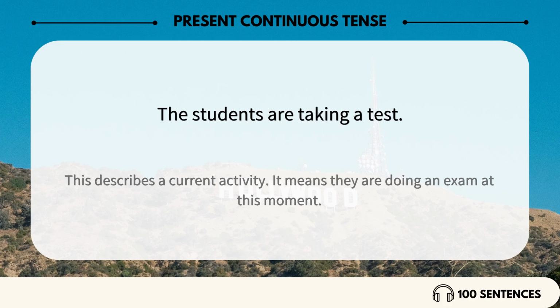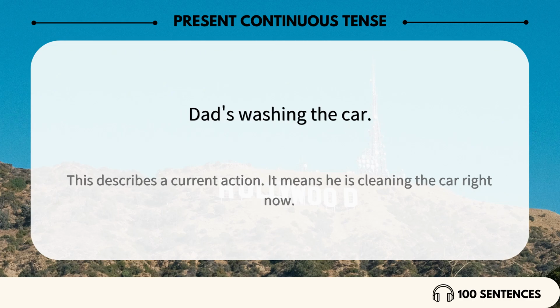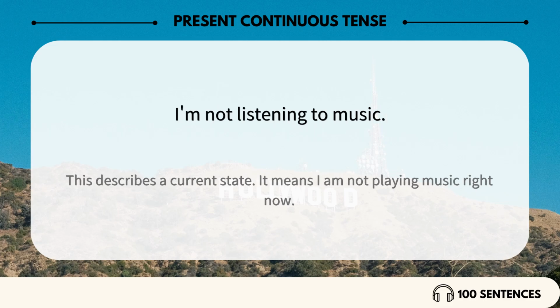The students are taking a test. This describes a current activity. It means they are doing an exam at this moment. Dad's washing the car. This describes a current action. It means he is cleaning the car right now. I'm not listening to music. This describes a current state. It means I am not playing music right now.